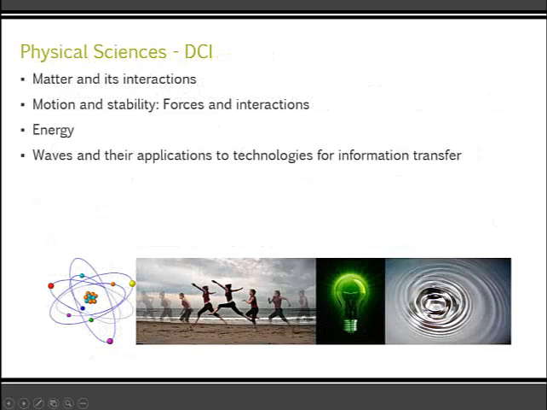So within the physical sciences, there are 4 categories: matter and its interactions, and you would probably identify most of the things in there as something you learned in chemistry or in the first semester of a physical science course. Motion and stability, forces and interactions, most of that stuff would be covered in physics or the second semester of a physical sciences course.